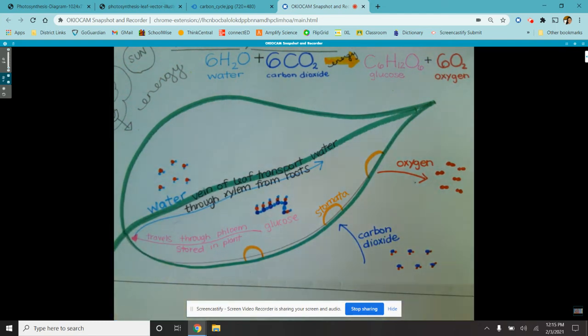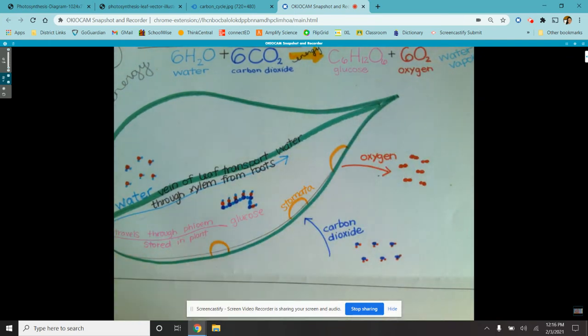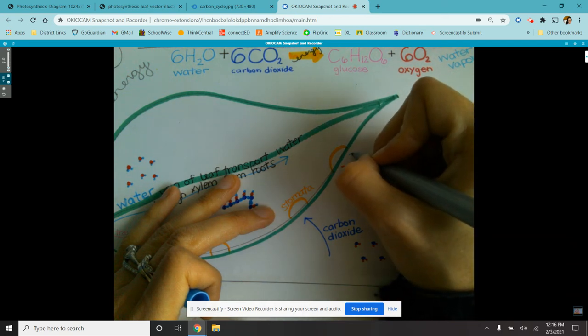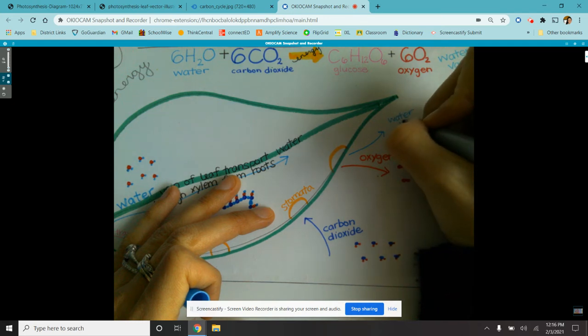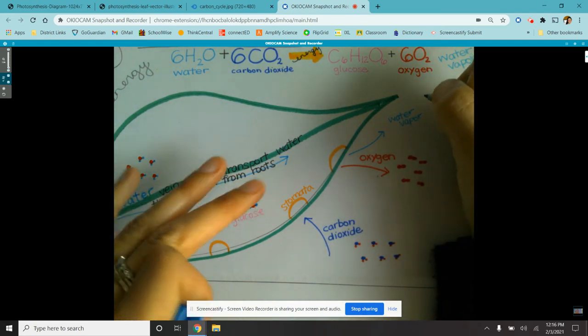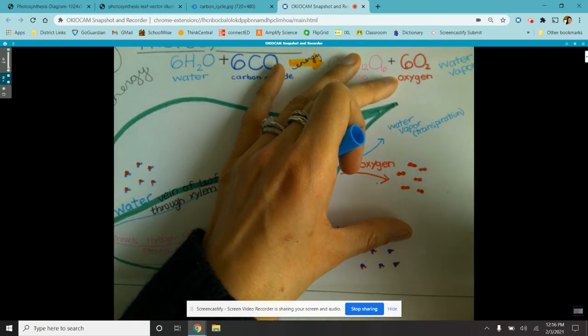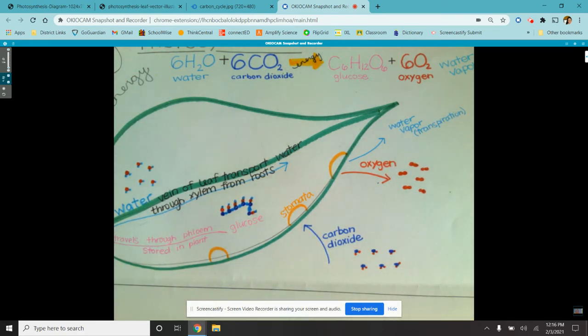Now, what also is released is water. Oops, my paper's cut off here. Water vapor. So we're going to also show our water vapor coming out of our stomata, and this is through transpiration. So in parentheses, I'm just going to put transpiration. Spir, root word, to breathe, right? Transpiration, the process of the plant exhaling, so to speak, and that's water vapor.